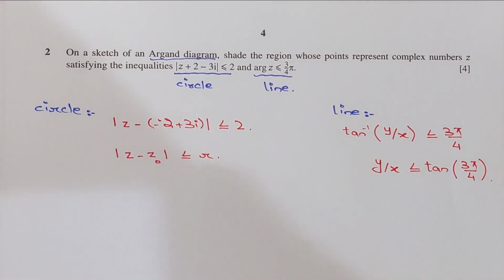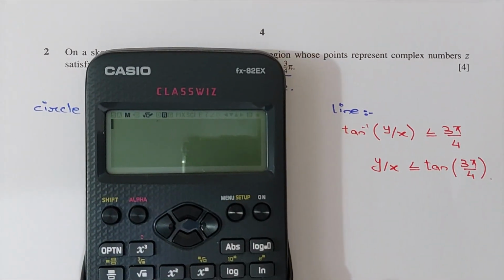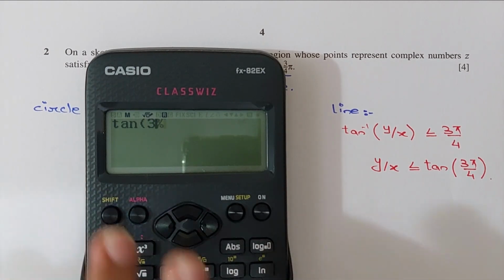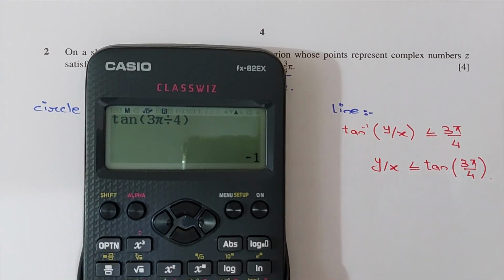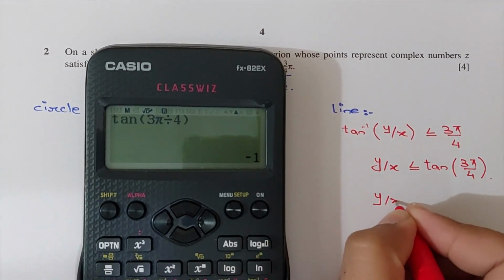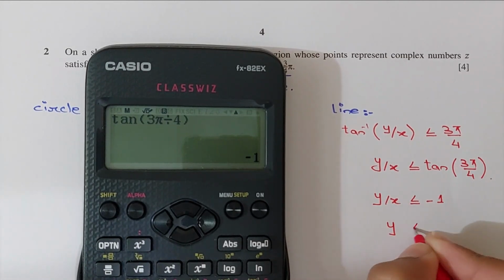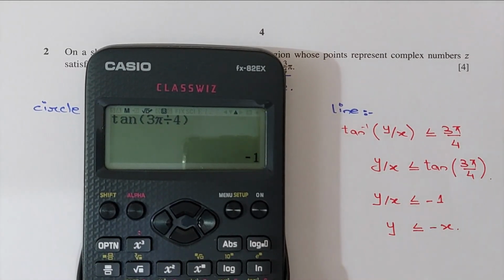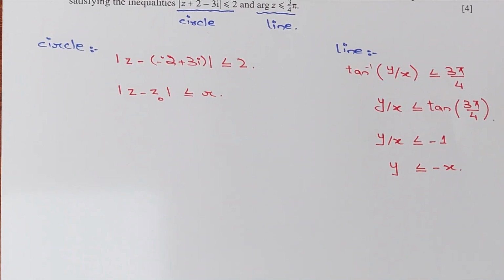So let me simplify tangent 3π/4 in radians. The calculator is in radians. So tangent of 3π/4 is, this is π over 4, -1. So y over x is less than or equal to -1, and y is less than or equal to -x. This is the equation of a line, right? Okay, so now let me sketch this Argand diagram.